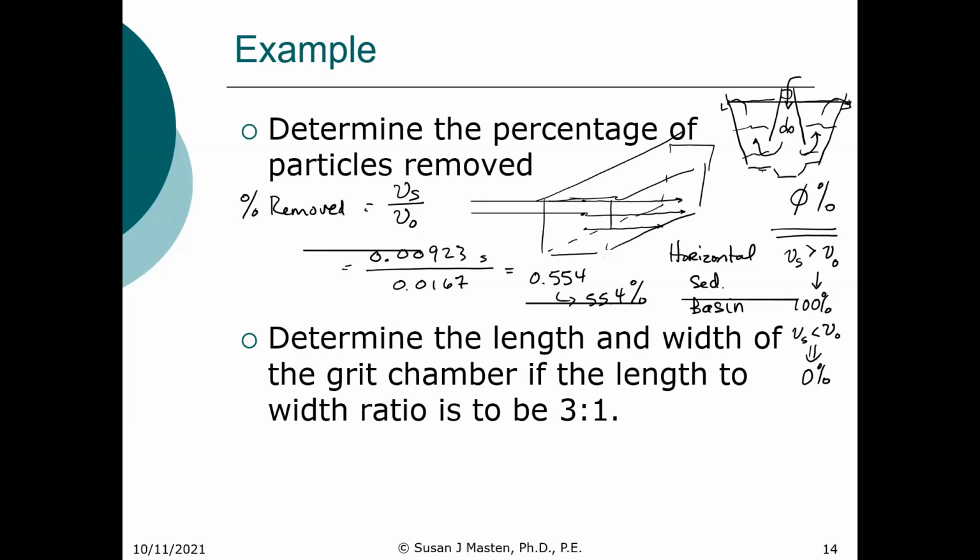So the next thing I asked you was to determine the length and width of the grit chamber if the length to width ratio is 3:1. So if you remember, our overflow rate is 0.0167, and that is equal to Q times the surface area, which is Q times the length times the width, and the length is equal to 3 times the width. So that's equal to Q times 3 W times W.